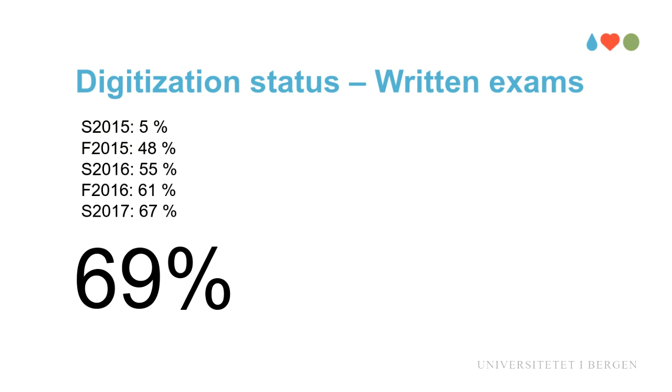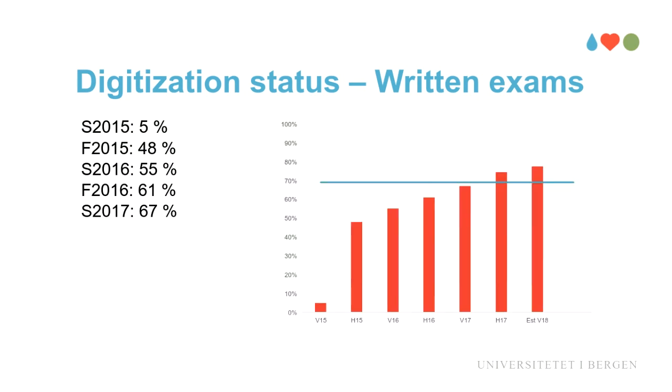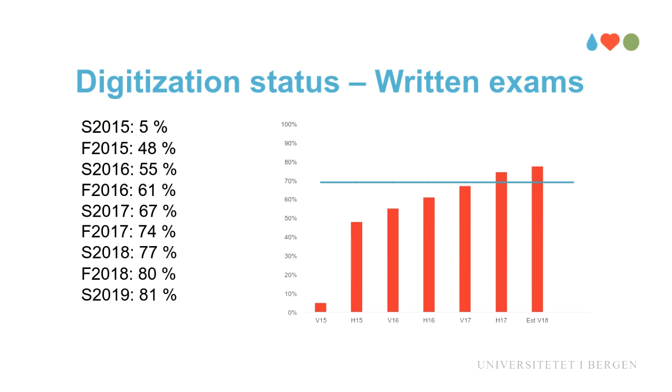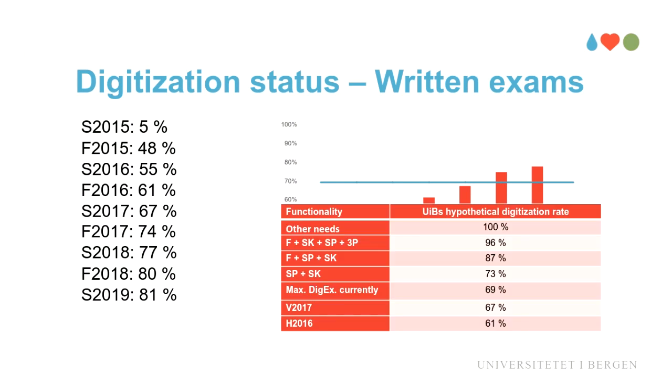And the continuation here, I should have had fewer transitions and fewer slides, it would have made it so much easier. So in the fall of 2017, we had 67%, no, 74%. God in heaven, my apologies. There we go. Here comes the 69 part.